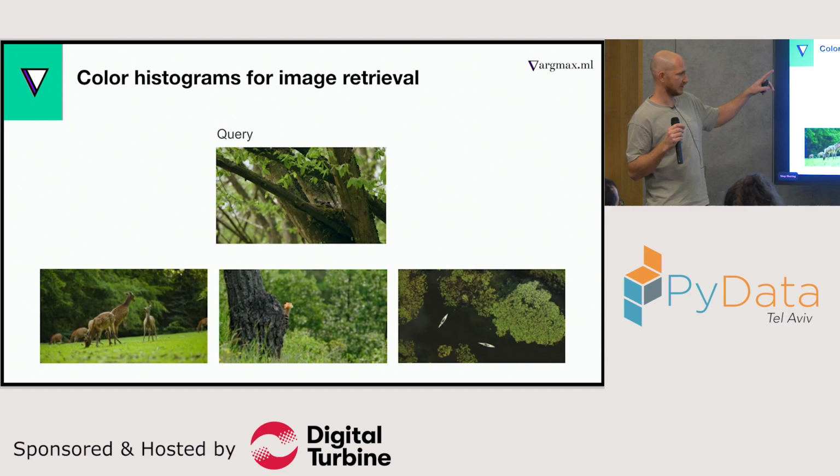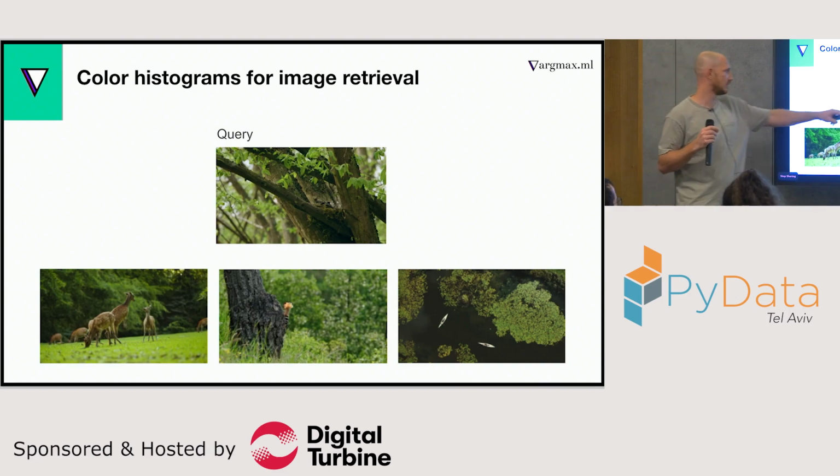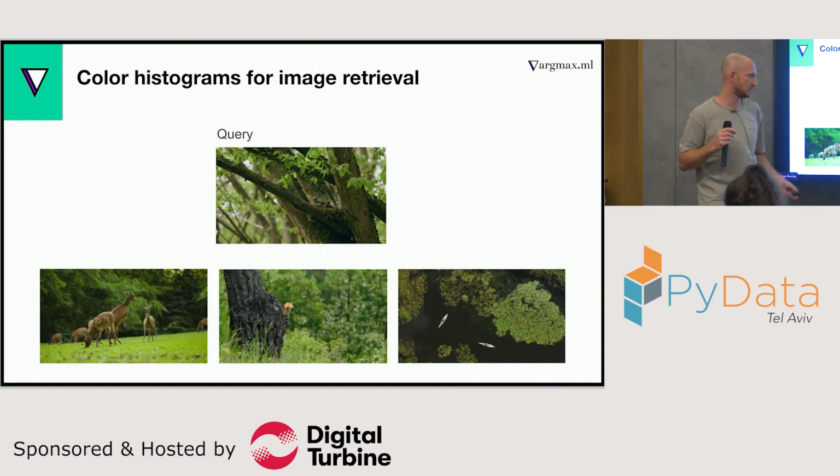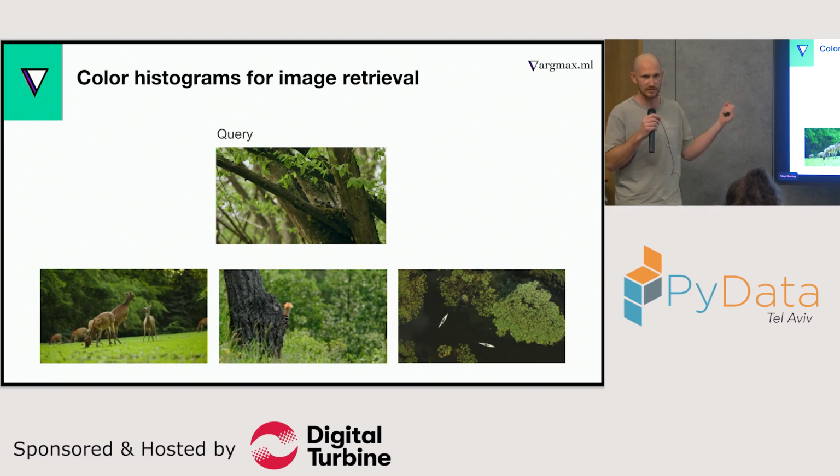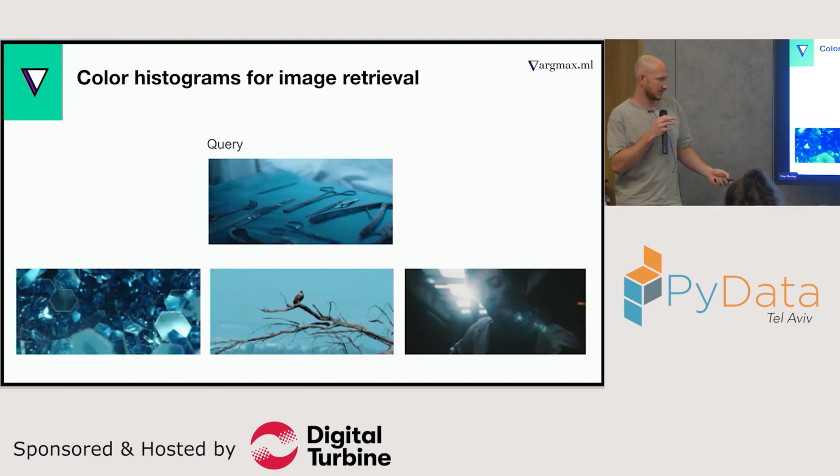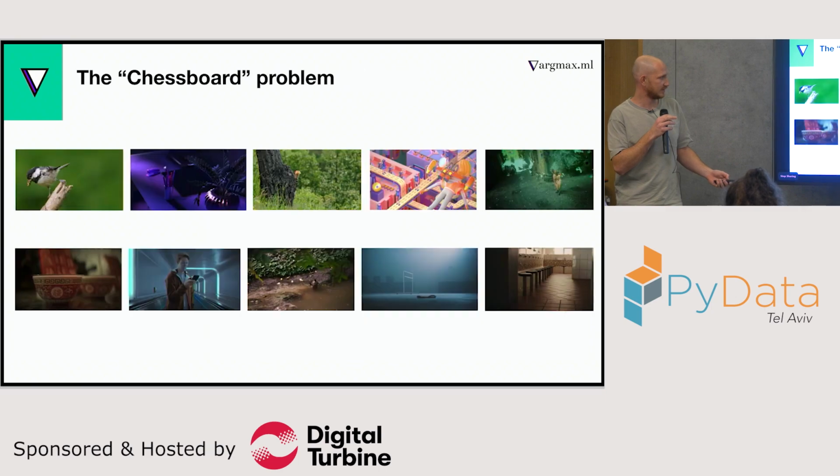This is another one for the LAB colors. This is the query image, and this is the similarity results, which we can see is pretty good in terms of colors, not in terms of the essence of the image. This is another example, which I think is nice.